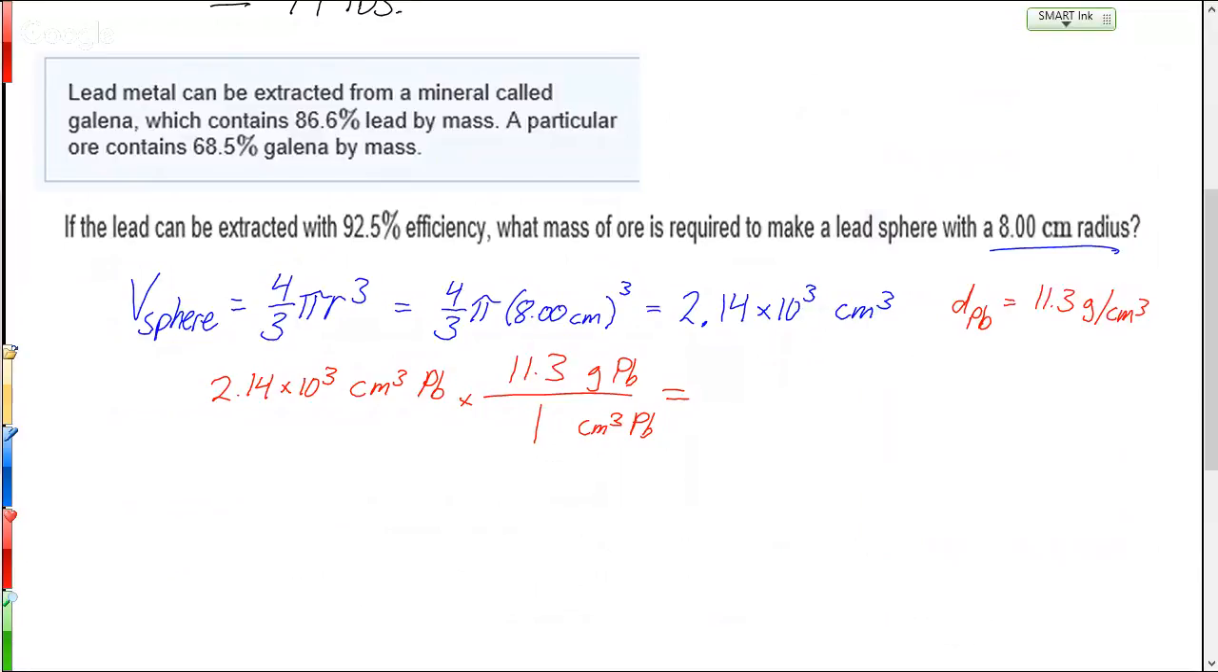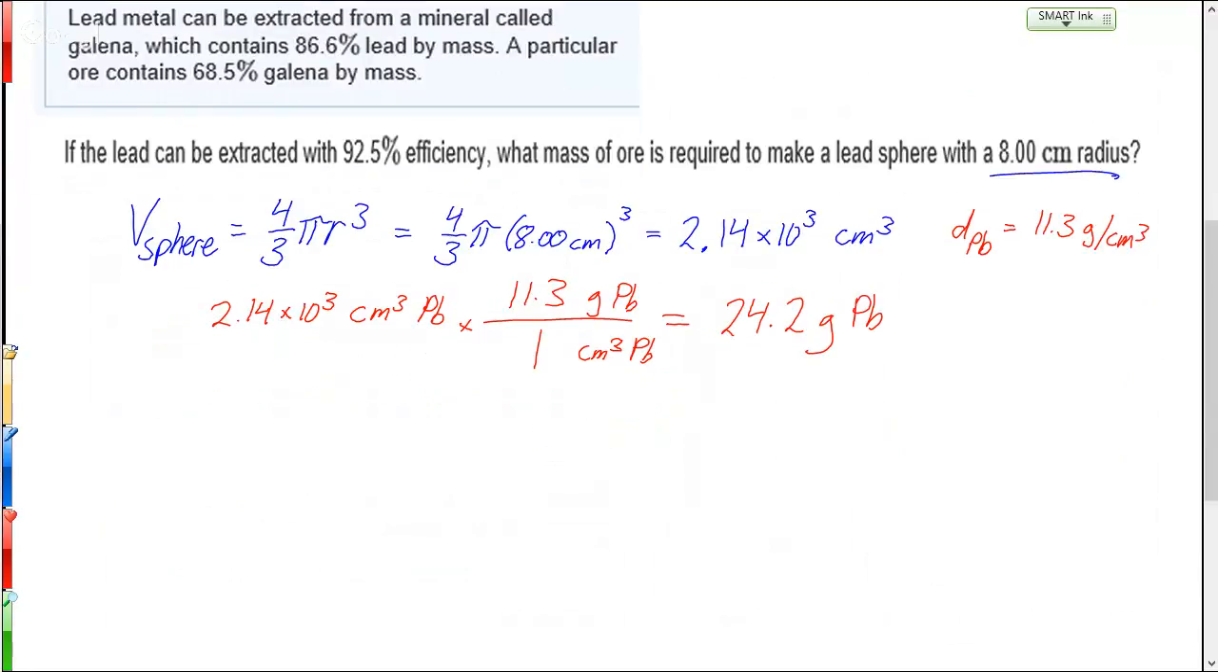So 24. By the way, when you do this problem, you can actually set this up as a whole big conversion, starting after you've done your volume. So you can go cubic centimeters to grams of lead to grams of galena to grams of ore, whatever. But we'll just do it step by step here. And I'm not going to tell you the whole thing, so you can figure out the rest of it. But I do want to show you how to set it up.